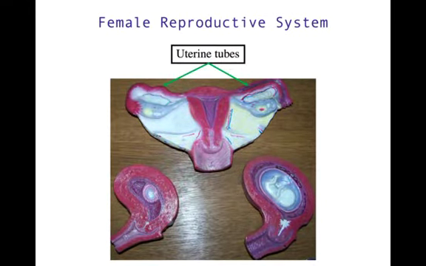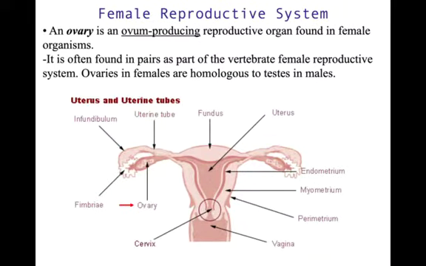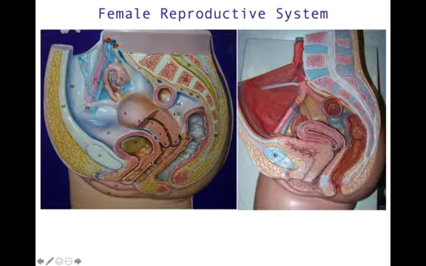Next one, again we can see it on the right and left. We can see the uterine tubes from the front here. The ovaries are the primary gonads found in females, equivalent to the testes in males. So this is where meiosis occurs in females. This is where we produce haploid gametes, specifically the haploid eggs. This is where the oocytes are produced, and that's the function.